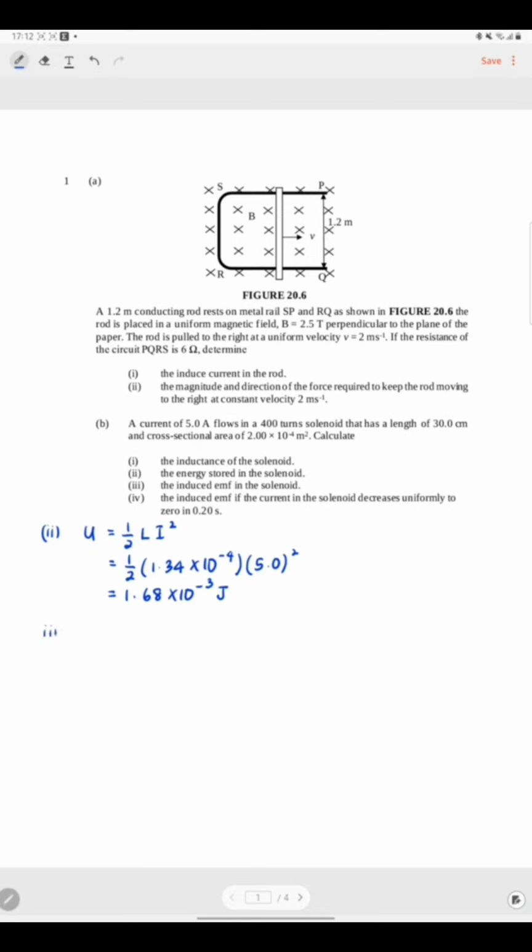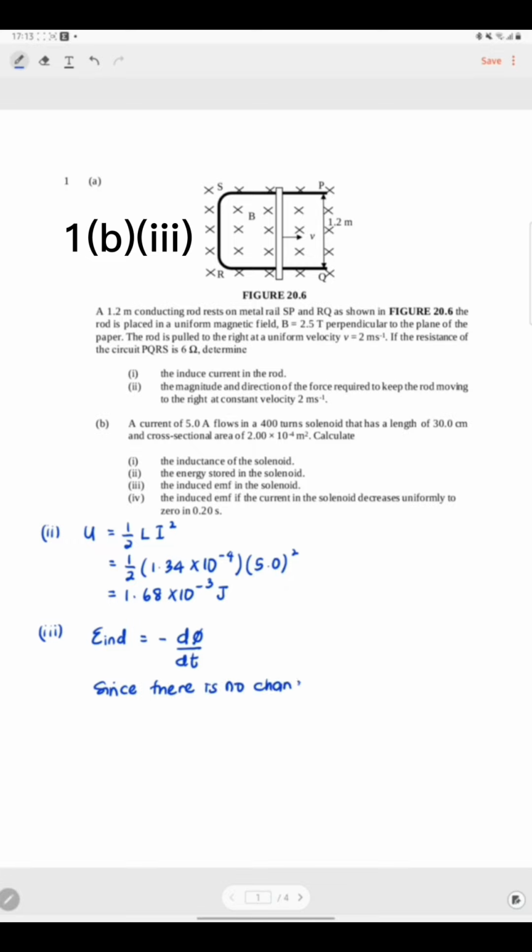Then we proceed with number 3. The question asks us to calculate the induced EMF in the solenoid. Actually, if you understand the concept of this question, there is no change of magnetic flux produced in this question. Therefore, based on the concept of Faraday's law, induced EMF will be produced if there is a change of magnetic flux over dt.